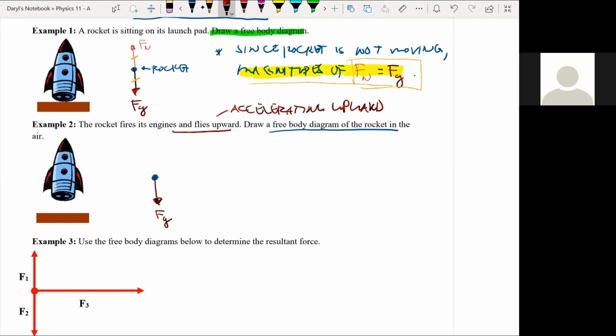And what makes the rocket fly upward? This is due to the engine of your rocket. So there must be an F thrust, or applied force, and if you can see, this is now longer. This should be longer. So this is your F thrust.